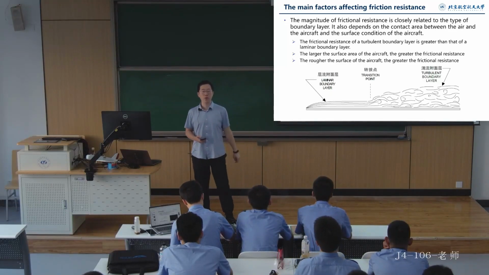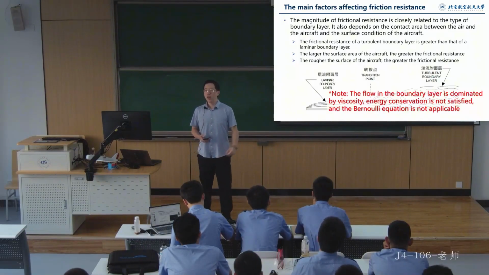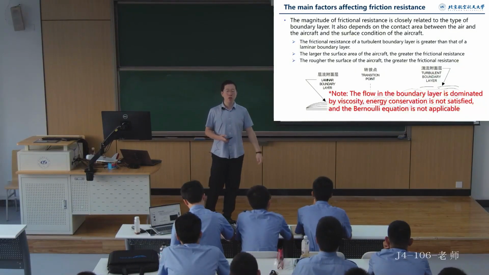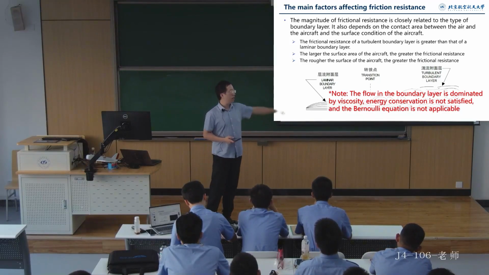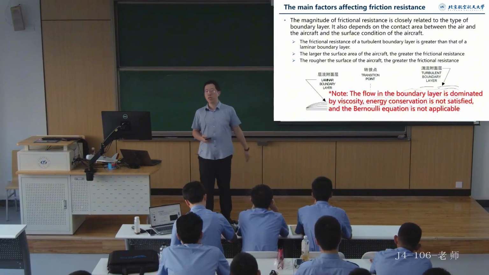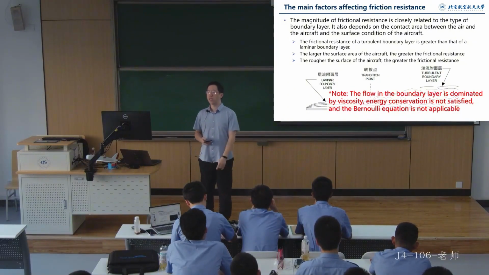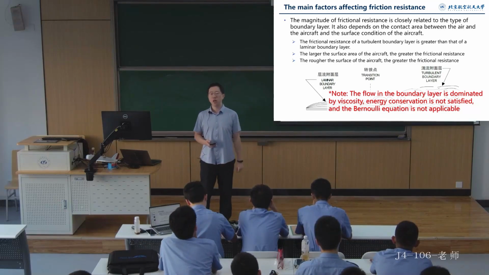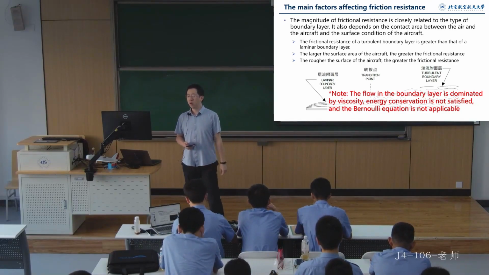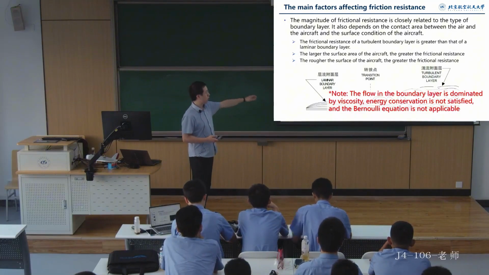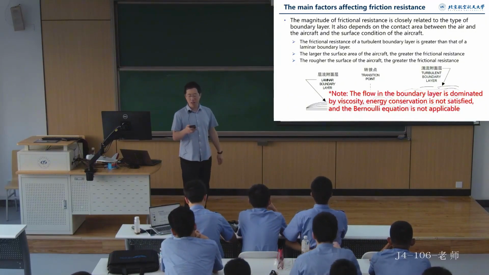Right? So, when we previously discussed the Bernoulli theorem, what kind of conservation did we use in our derivation? We used the conservation of mechanical energy, didn't we? Therefore, within the boundary layer, Bernoulli's principle is not applicable, right? Because mechanical energy is not conserved. Part of the energy is converted into thermal energy. Therefore, we cannot use the Bernoulli theorem to explain the flow conditions within the boundary layer.